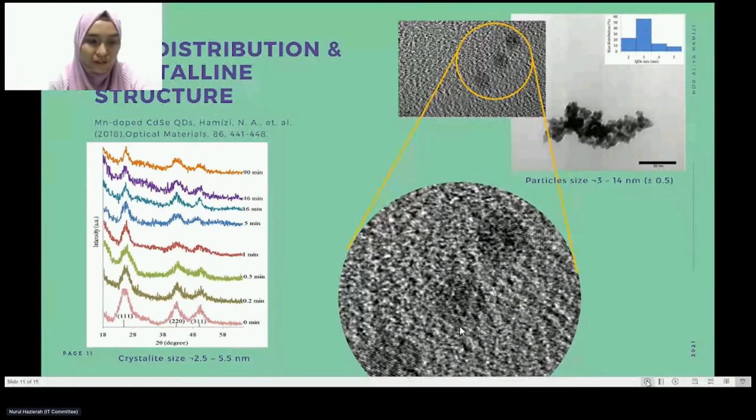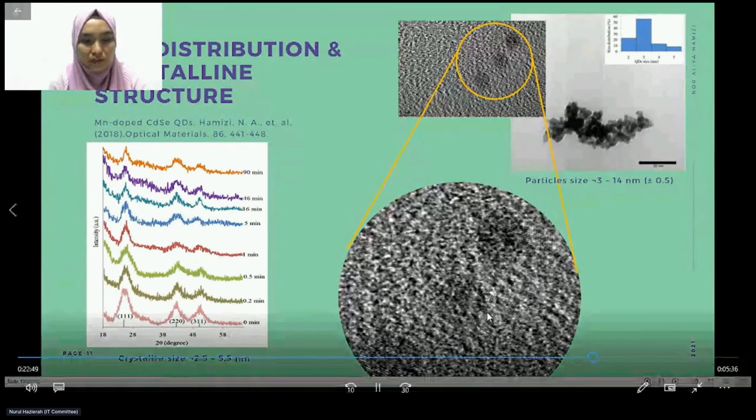Manganese ion has a high tendency to fill these interstitial sites of cadmium selenide quantum dot lattice due to its typically small size. It's approximately 0.8 angstrom compared to the cadmium ion, 0.95 angstrom in size. This interstitial phenomenon of manganese into cadmium selenide quantum dot lattice can contribute to the lattice microstrain and result in expansion or compression of the cadmium selenide core lattice.